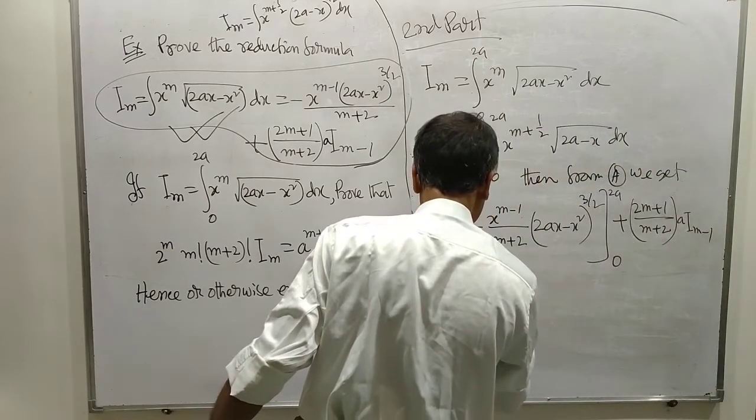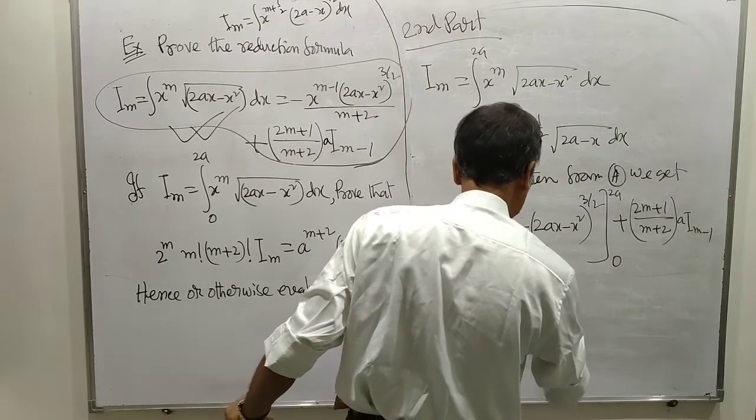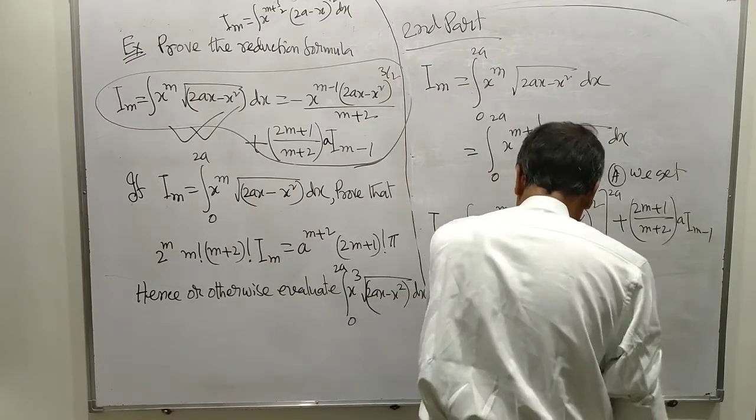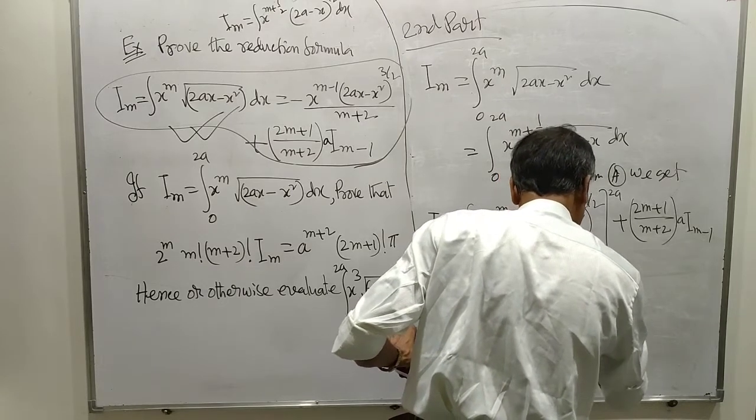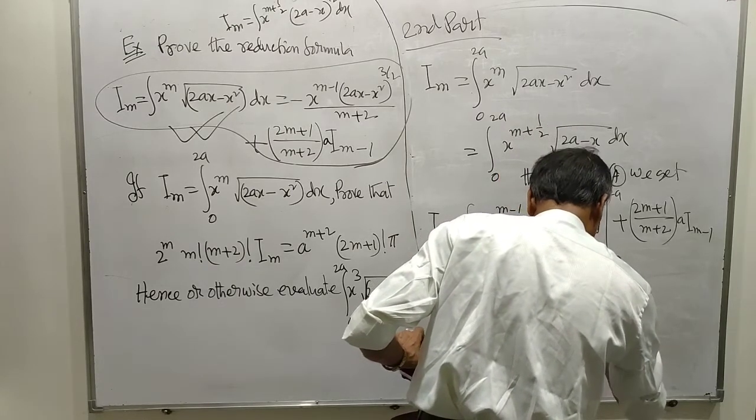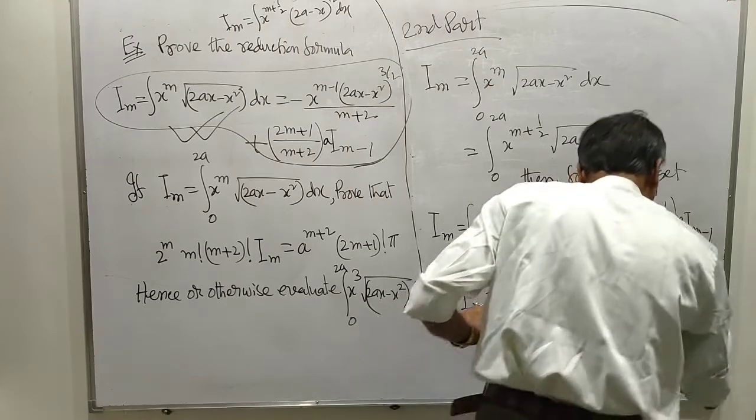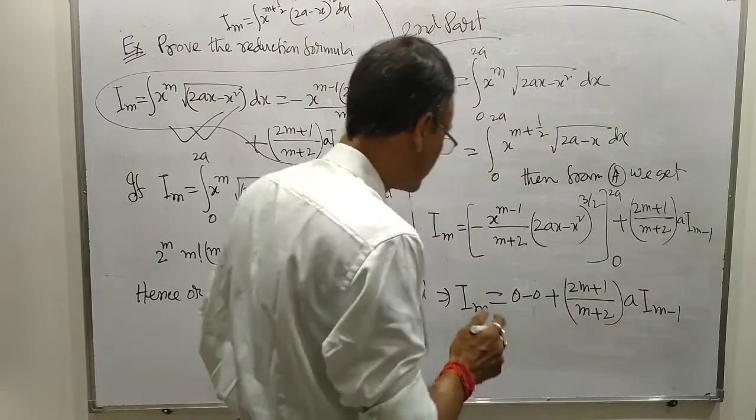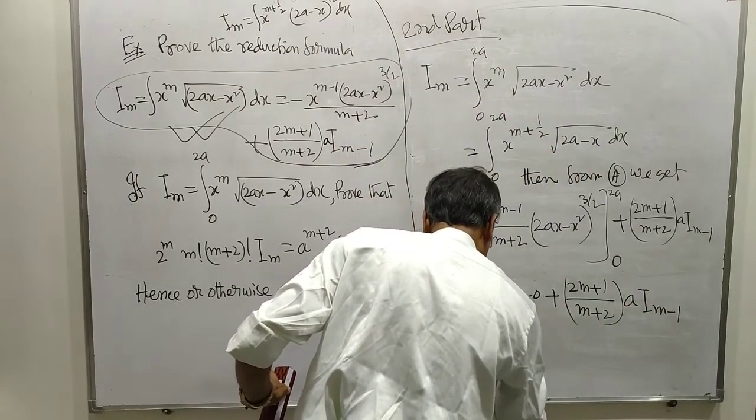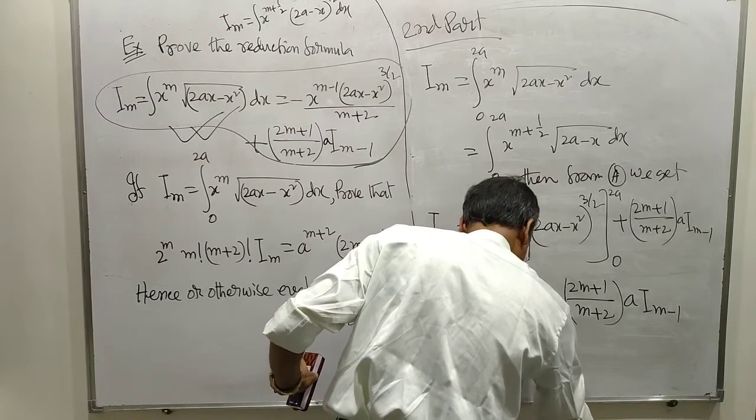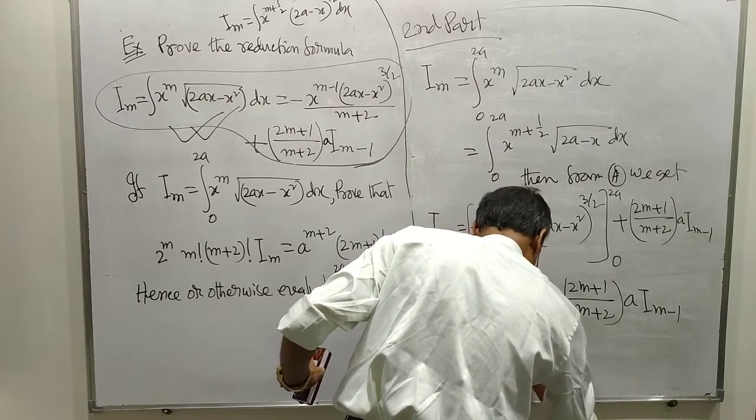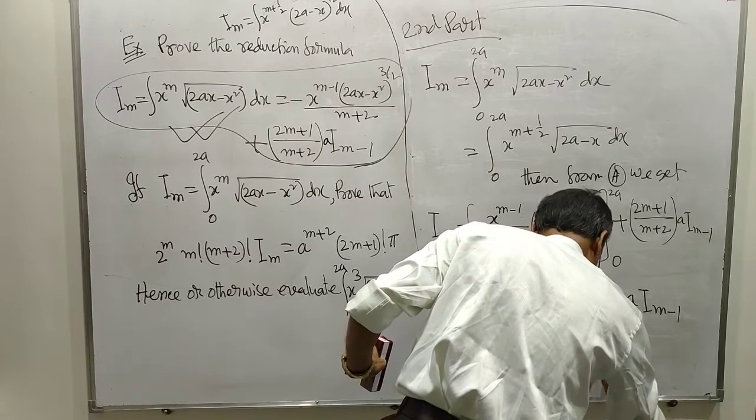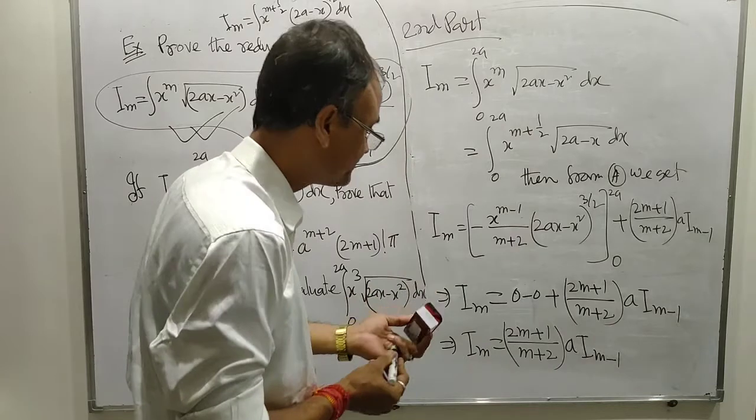This means I m is equal to 0 minus 0 plus 2(m plus 1) divided by (m plus 2), a I m minus 1. You will get this. This means I m is equal to 2(m plus 1) divided by (m plus 2), a I m minus 1. Am I right?